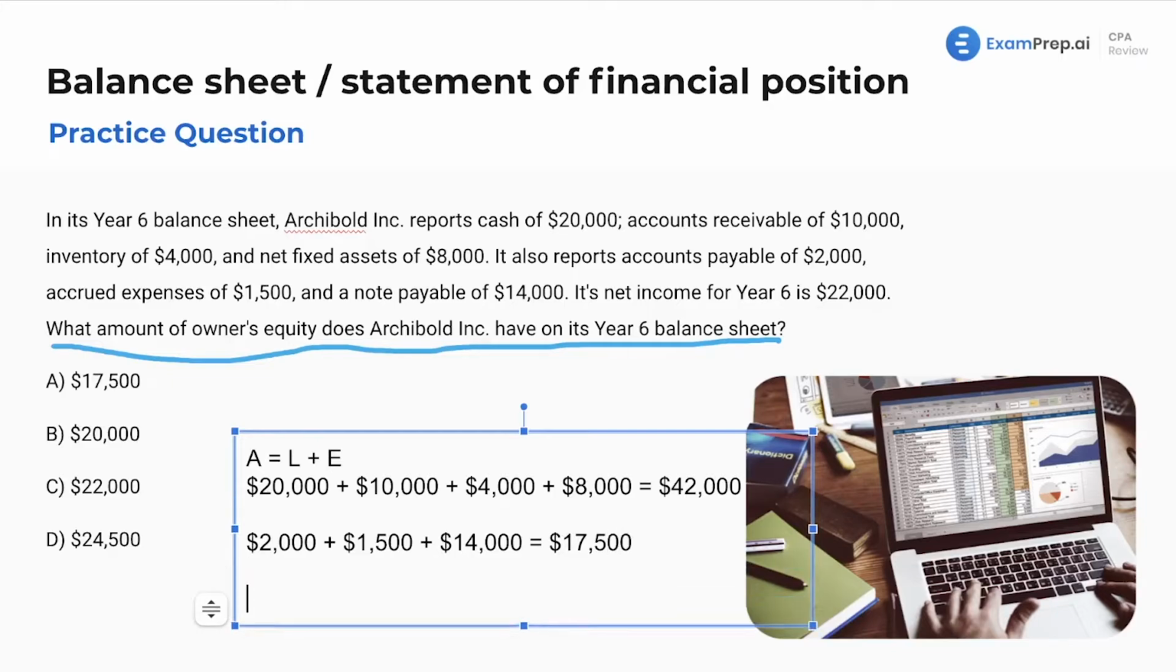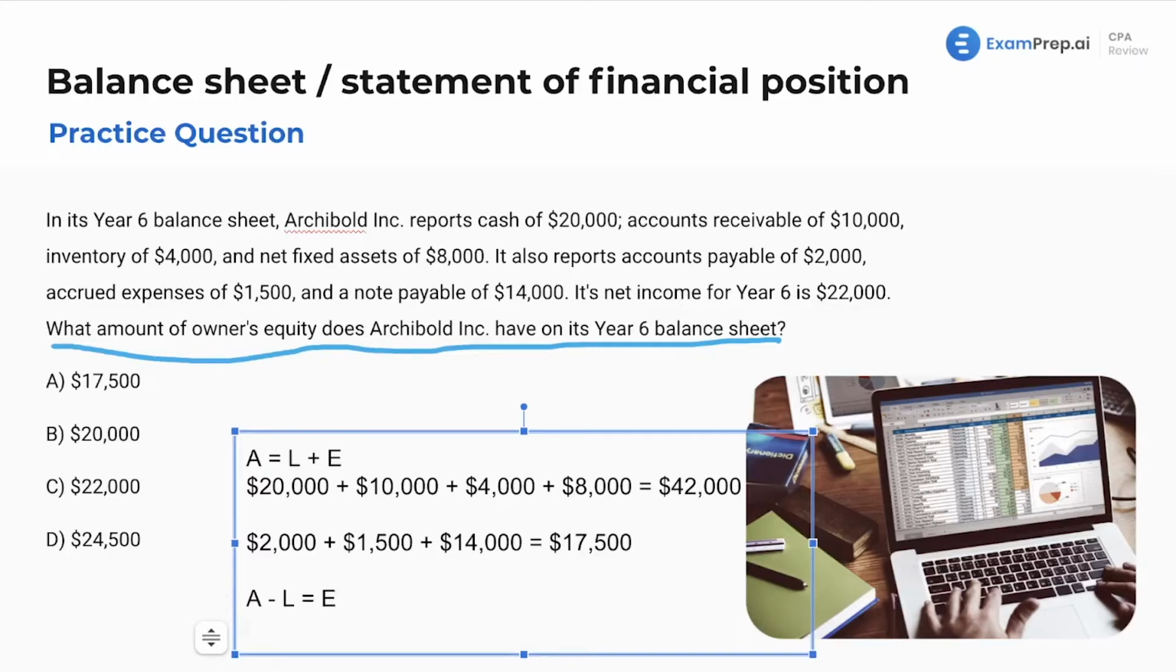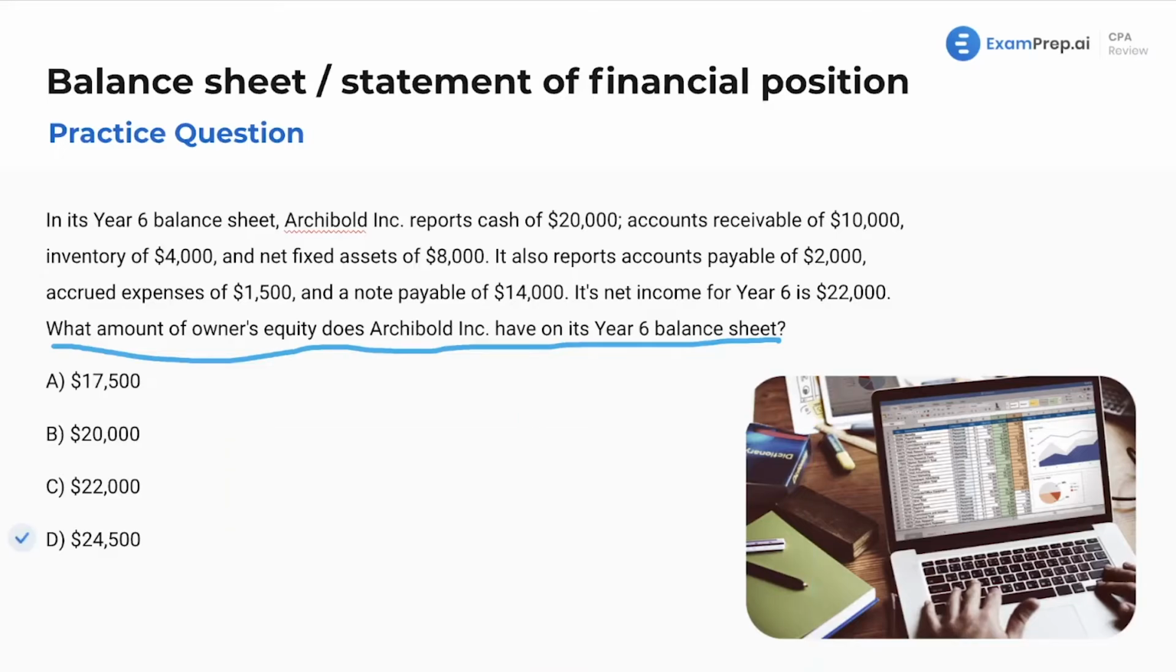$17,500. And how do we get equity, also known as net assets? Well, we're going to do assets minus liabilities equals equity. Just another way to rewrite the formula. 42,000 of assets minus 17,500 of liabilities gives us, drum roll please, $24,500 of equity. Right there.